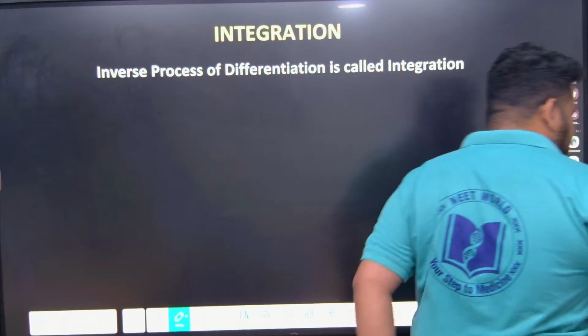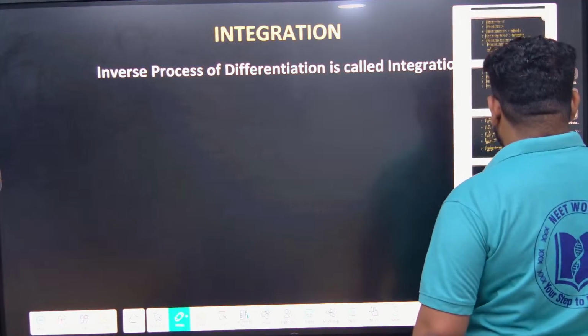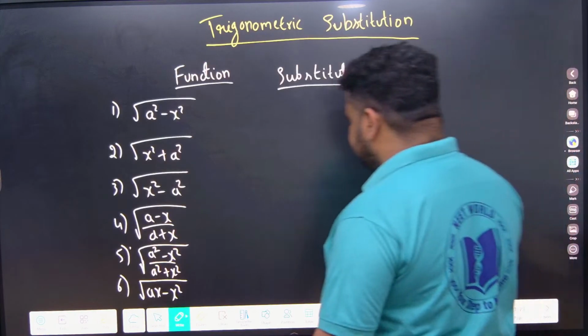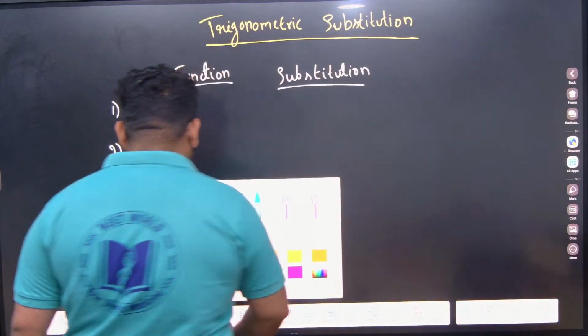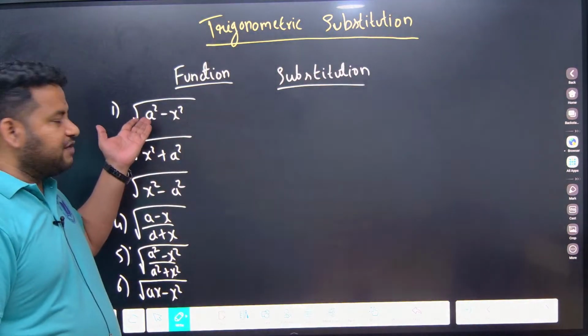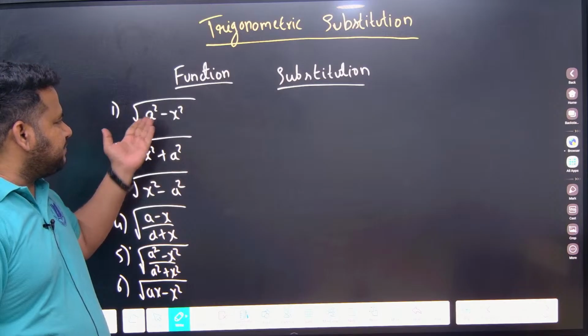So I was talking about what? I was talking about trigonometric substitution. So properties also we learned in the previous class. Now we will be doing the topic of what? That is the concept of trigonometric substitution. So whenever you may have in the denominator or in the numerator, if a function is of this kind, root of a square minus x square.